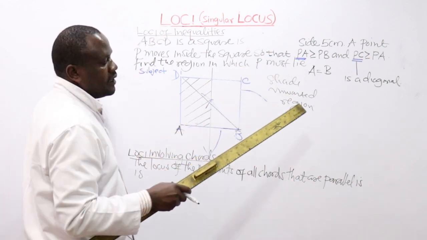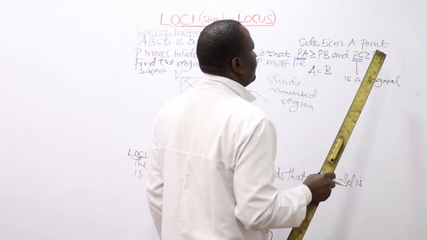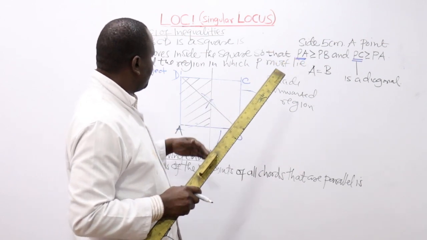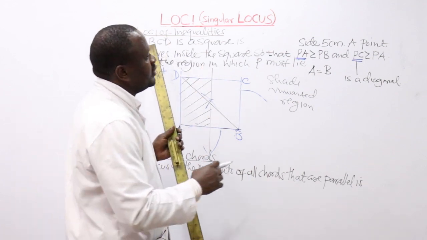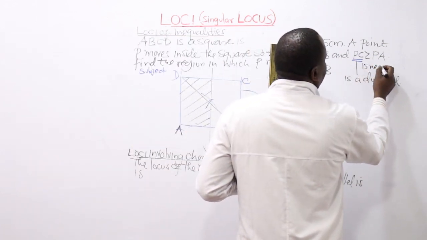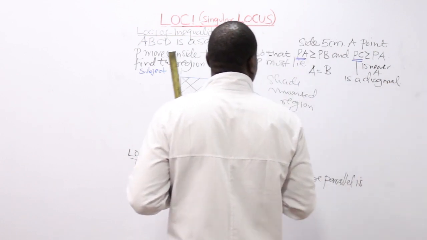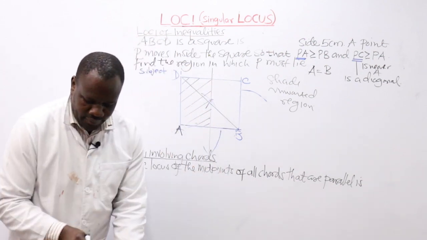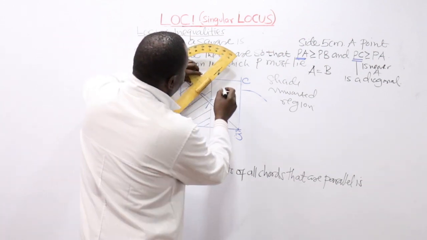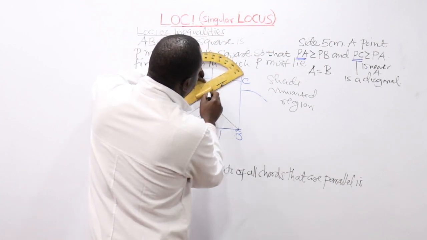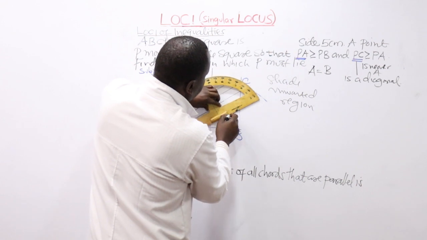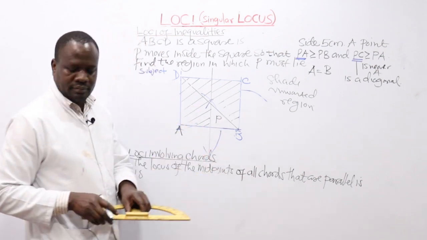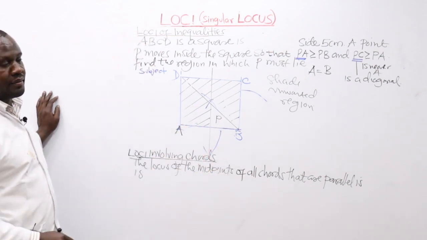But it says here, let's now include P. PC is greater than PA, so P is nearer A than C. So it is not on this side. We shade the places nearer C. So P must lie here. P must lie there.